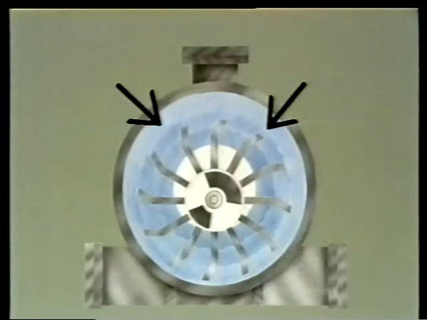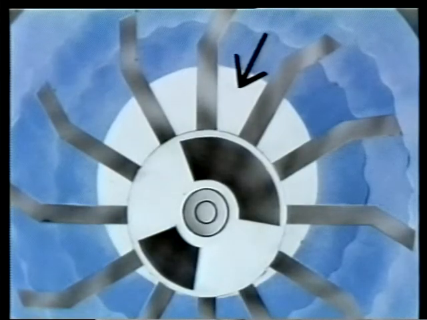When the blades spin, the water's pushed outward by centrifugal force, forming a continuous liquid ring around the rotor. The water seals off air pockets between the blades, forming large air pockets near the inlet port and small air pockets near the discharge port.